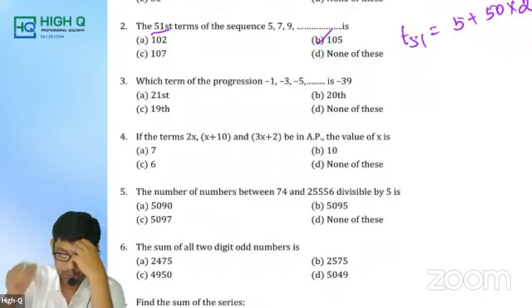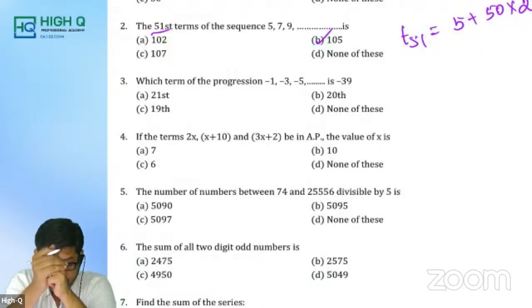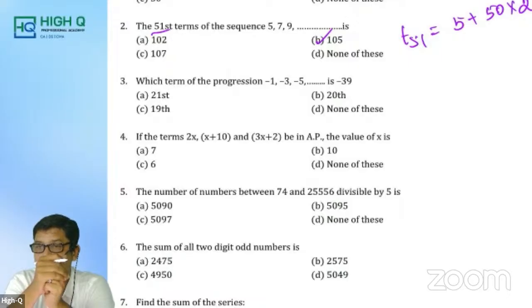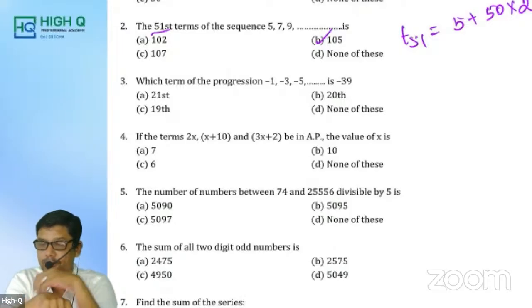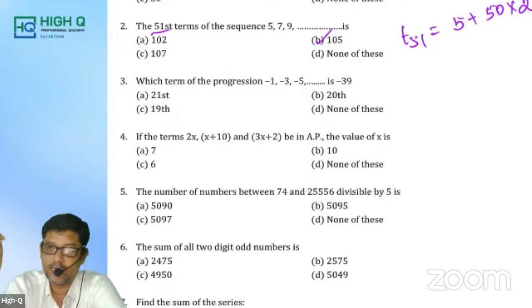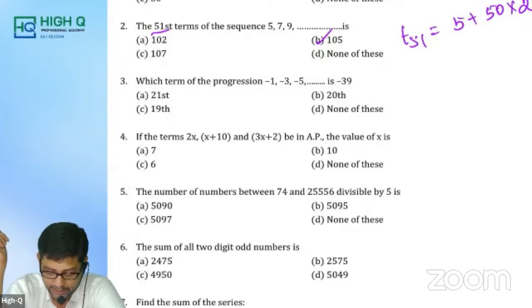Now, which term of the progression -1, -3, -5 and so on is -39? Which term of the progression, my dear? I got it directly. If you ask me, it is 20. The answer is 20. Sir, how did you get 20?